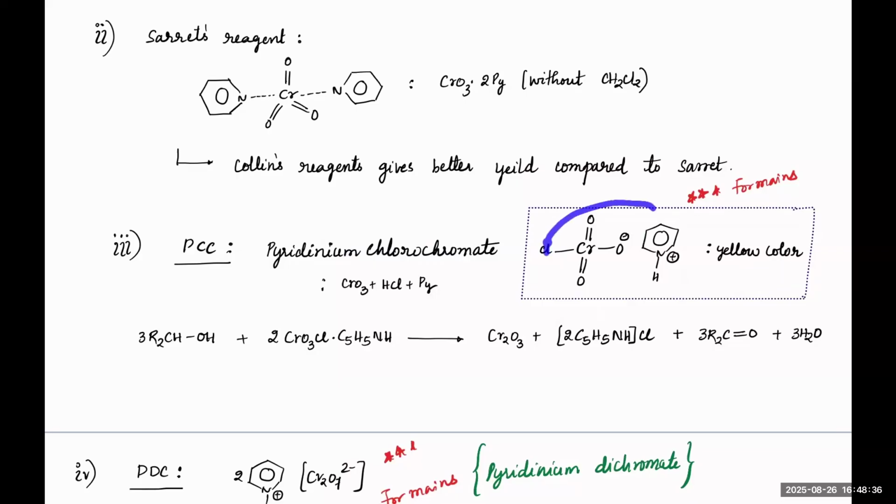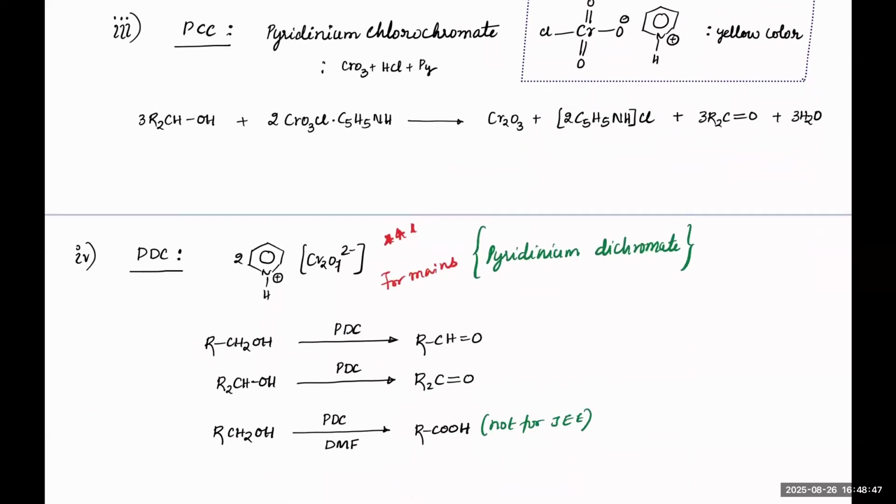The structure has been asked directly in JEE Mains multiple times in recent years. So remember that they might ask you the structure directly. What is PCC? What is PDC? PDC is pyridinium dichromate. This one is chlorochromate, this one is dichromate. Clear? That's why it is PDC, and that is PCC. So in case of PDC, you will see pyridinium dichromate. Clear?